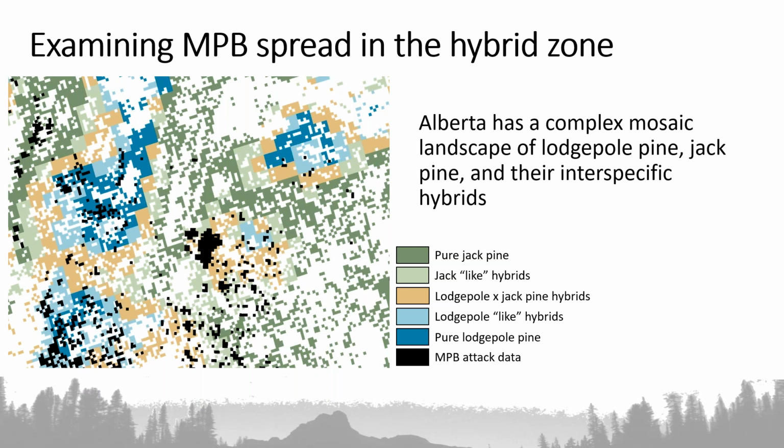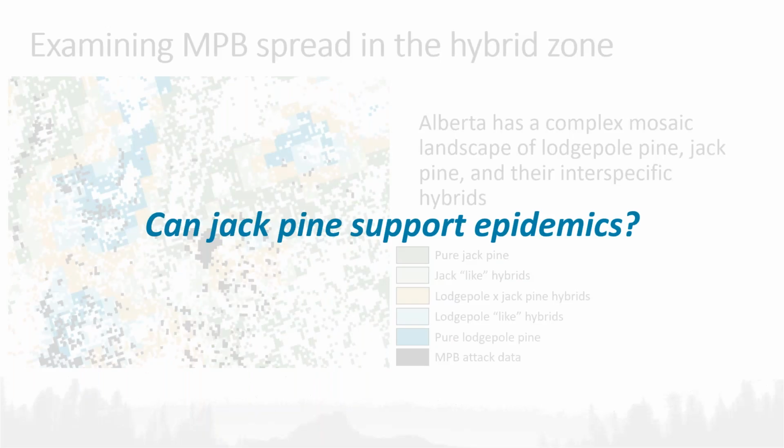And what I want to do is use these data to look at incidents from year to year to say whether or not beetle spread is being fueled by lodgepole pine only, or if there's evidence to suggest that pure jack pine is fueling spread. So the end product of this work will tell us, can jack pine support epidemics?